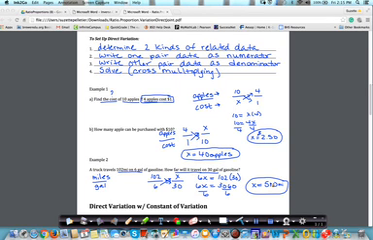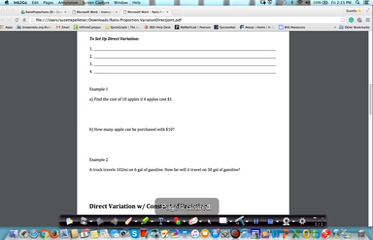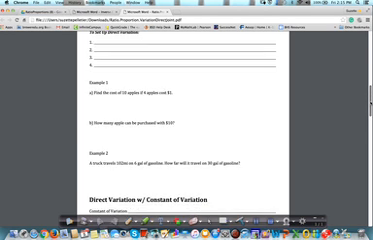So that's how you set up direct variation problems. Your two fractions, keep the same kinds of information on the same side of the fraction bar, and you're good to go. Let's talk about direct variation with a constant of variation. Essentially, that's what we just did, okay?